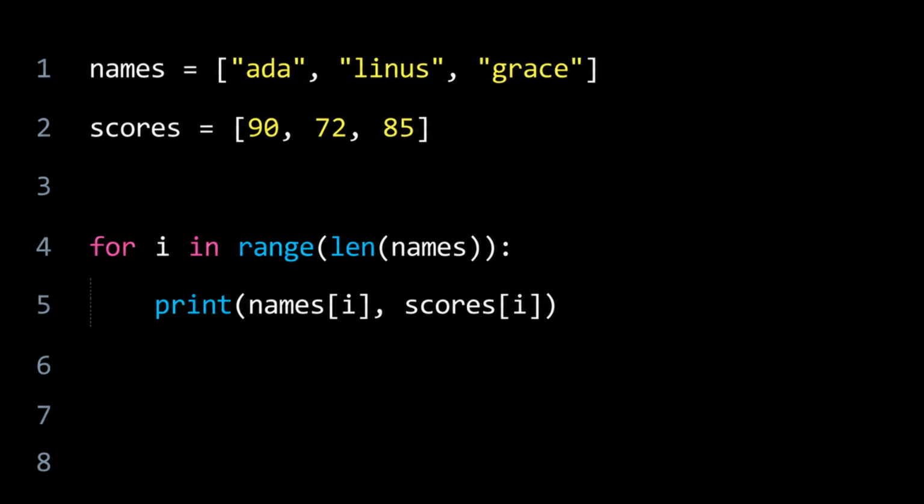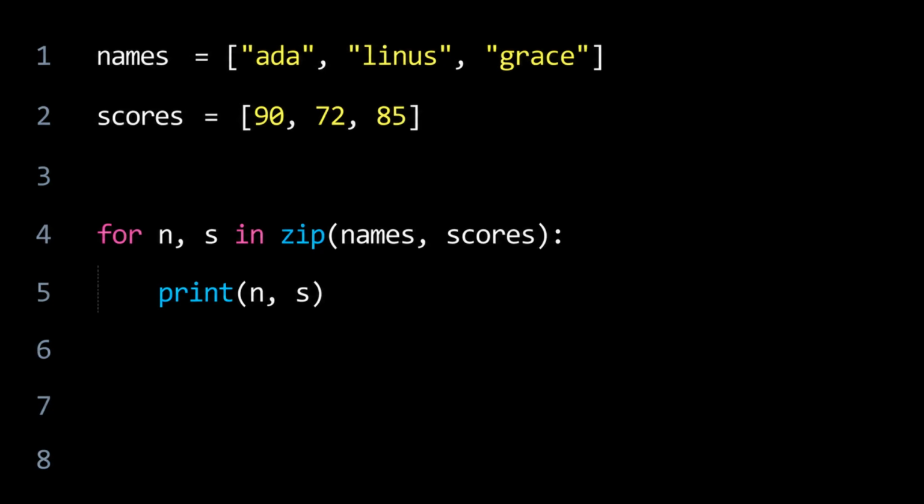So you can just do for n and s in zip. In your parentheses, you're going to pass the two lists you want to pair, and then you just print n and s. This will run, pairing them together. So if there's a name that doesn't have a score, maybe the names list is longer than that of the scores, it just ignores it.